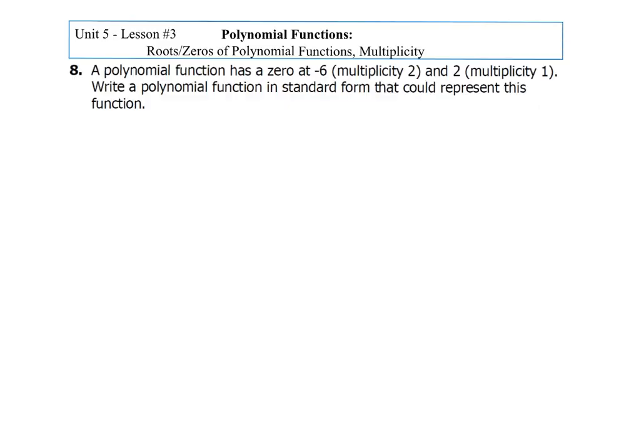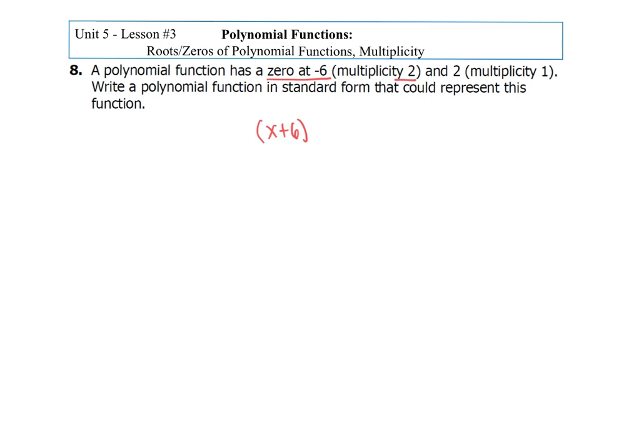Okay, on number 8, we're going to work backwards a little bit. It's going to give us the zeros and the multiplicity, and then we have to write the equation. And I know that you have a question like this on your homework. So it says a polynomial function has a 0 at negative 6. So if it comes out of the t-bar as a negative 6, inside the parentheses, it had to have been the opposite sign, a positive 6. So I'm saying there was a factor of x plus 6. That's what it looked like back before we t-barred it.